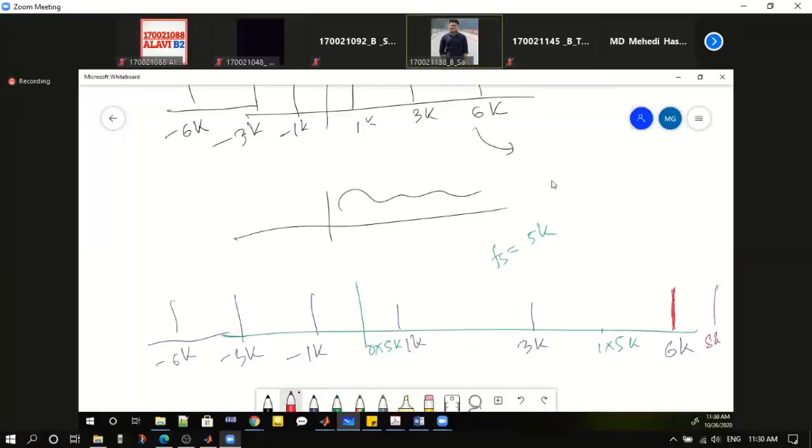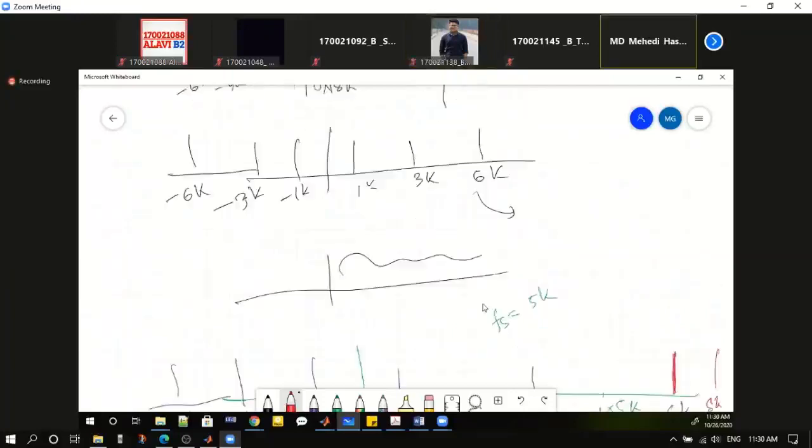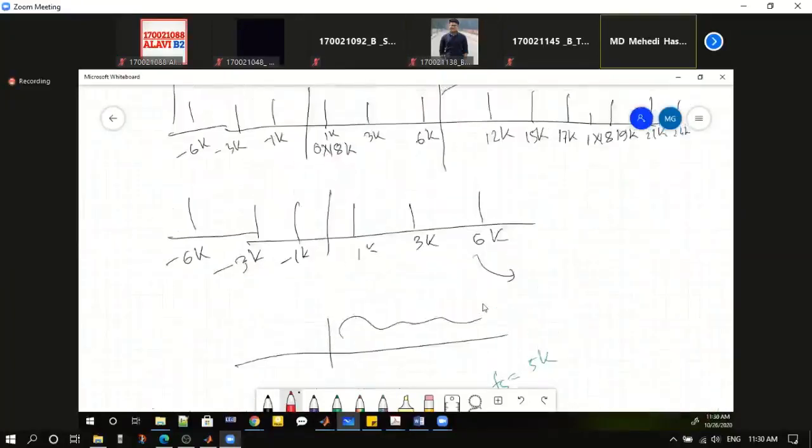Sir, why are we adding here? I am having trouble understanding why we add. This is our original signal, and this center is my FS. When FS is 0, this is the original signal. If FS is 18, then you have to add. Sir, is it like time shifting and frequency shifting? It's not like scaling.